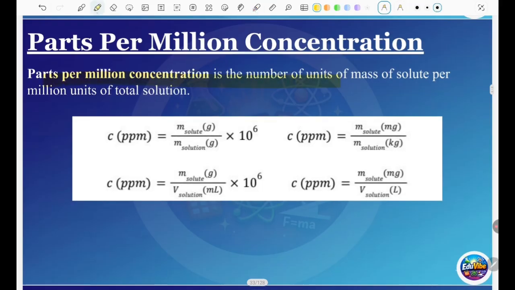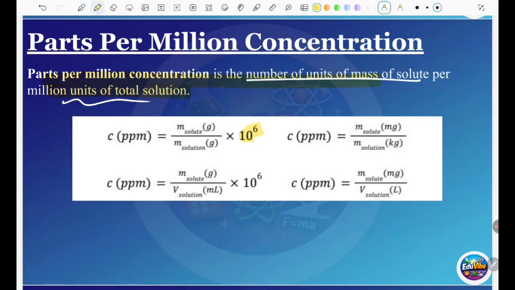Parts per million concentration is the number of units of the mass of solute per million units of the total solution. Why do they use a million? Because 10 raised to power 6 is 1 million. So parts per million concentration is basically the number of units of the mass of the solute per million units of the total solution.